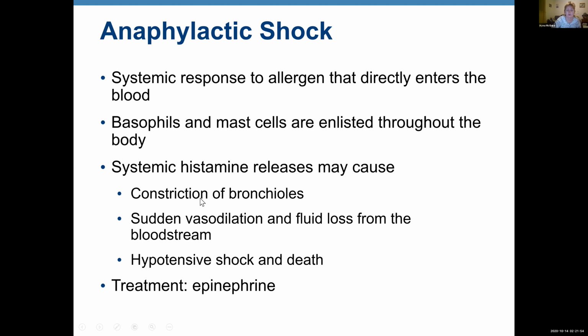And it also constricts bronchioles. Like, it was not enough to vasodilate everything and reduce blood flow to the brain, it also constricts bronchioles. And the treatment is epinephrine, because epinephrine is a vasoconstrictor and it will dilate bronchioles.